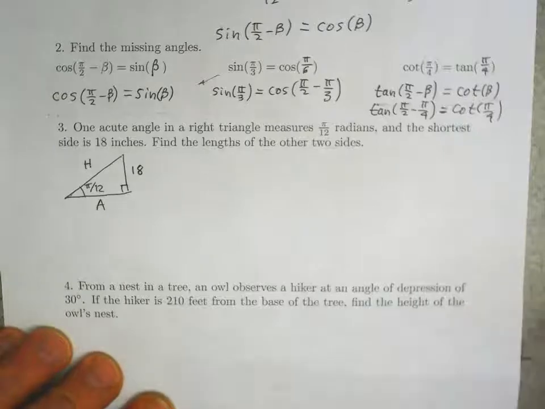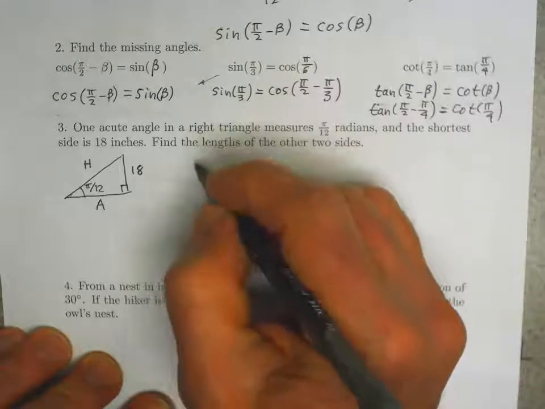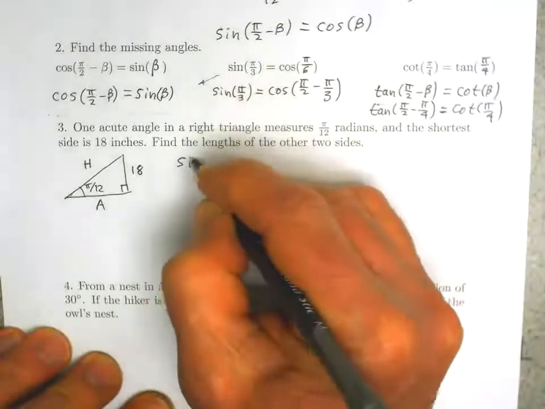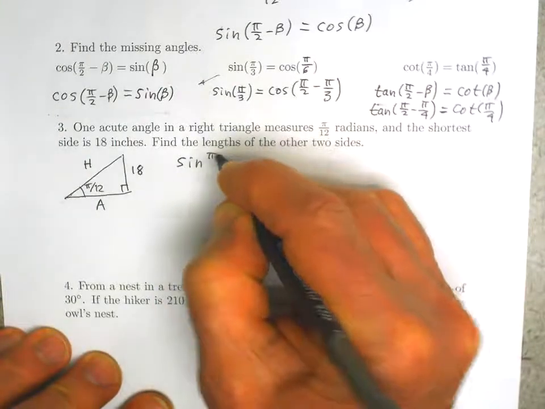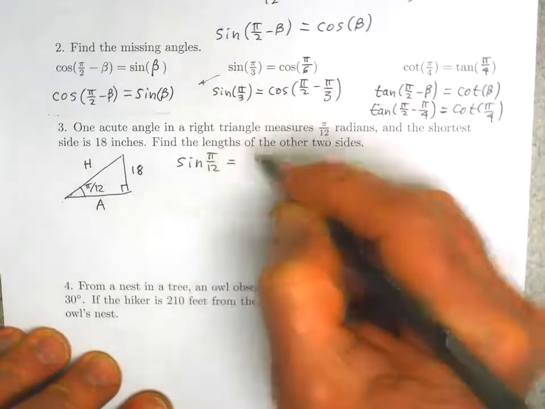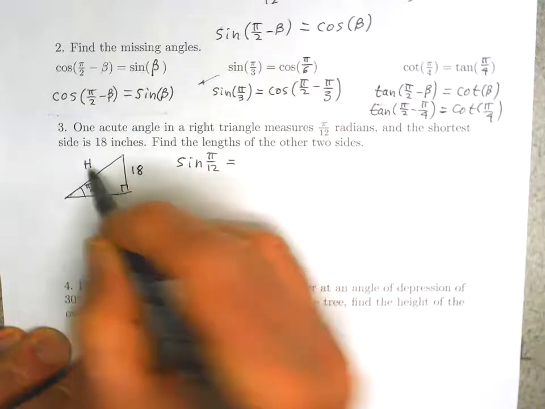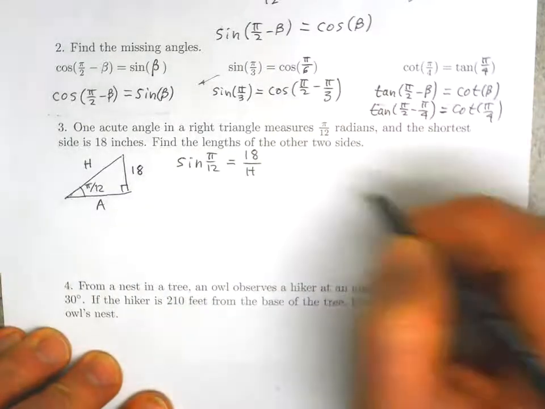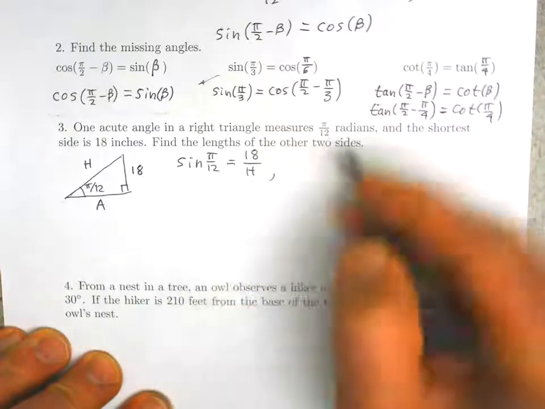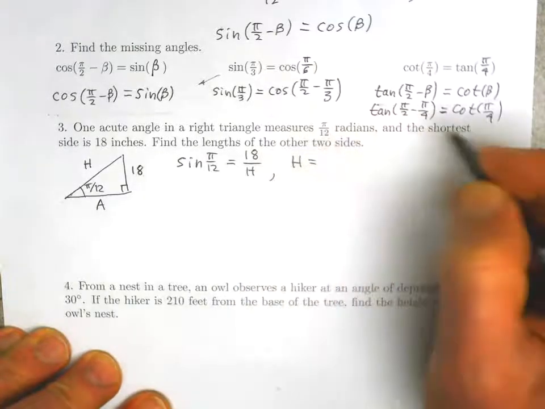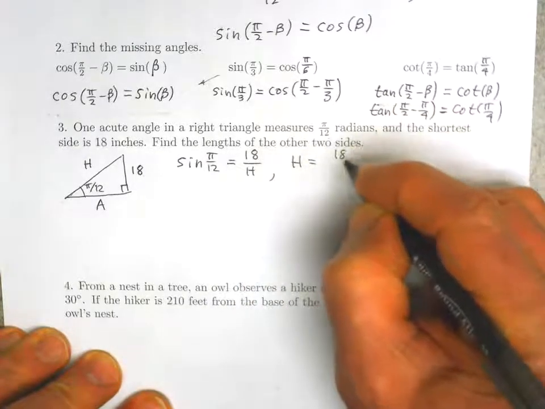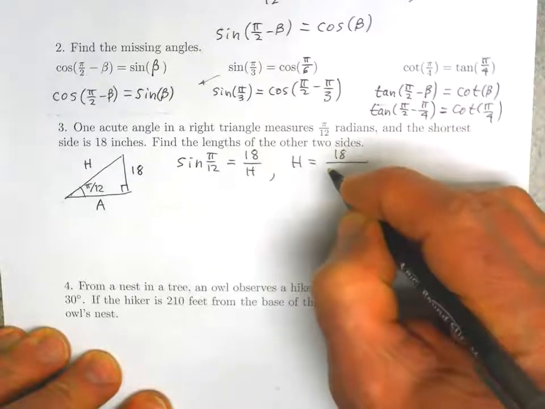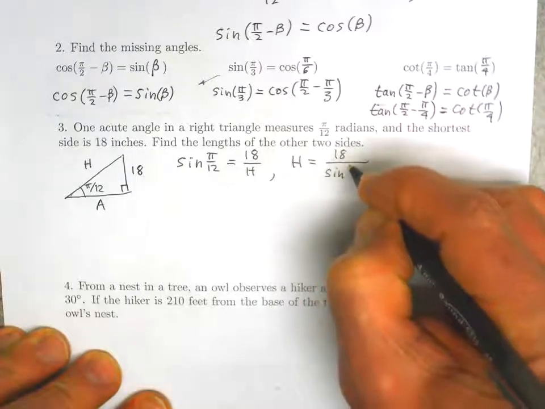Some might be easier than others. One thing you can do, you can write sine of pi over 12 equals opposite over hypotenuse, so 18 over H. And when you solve this for H, you get H equals 18 divided by sine of pi over 12.